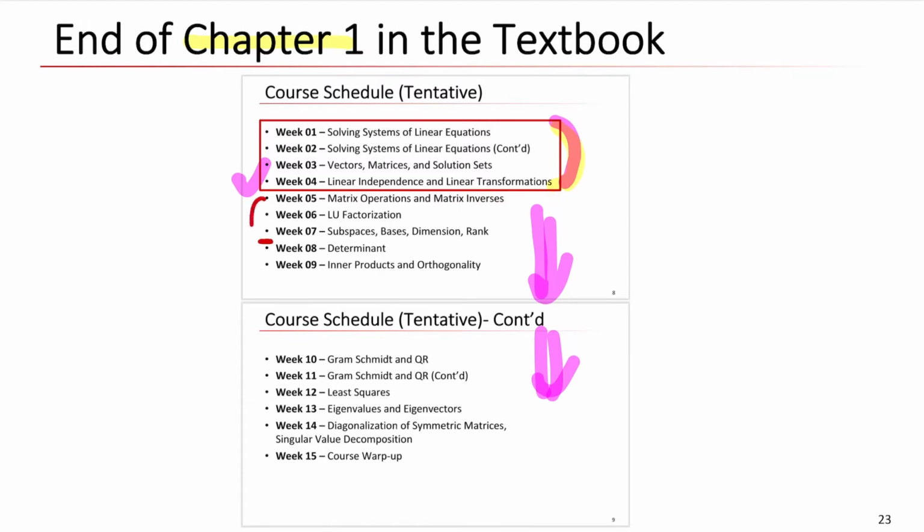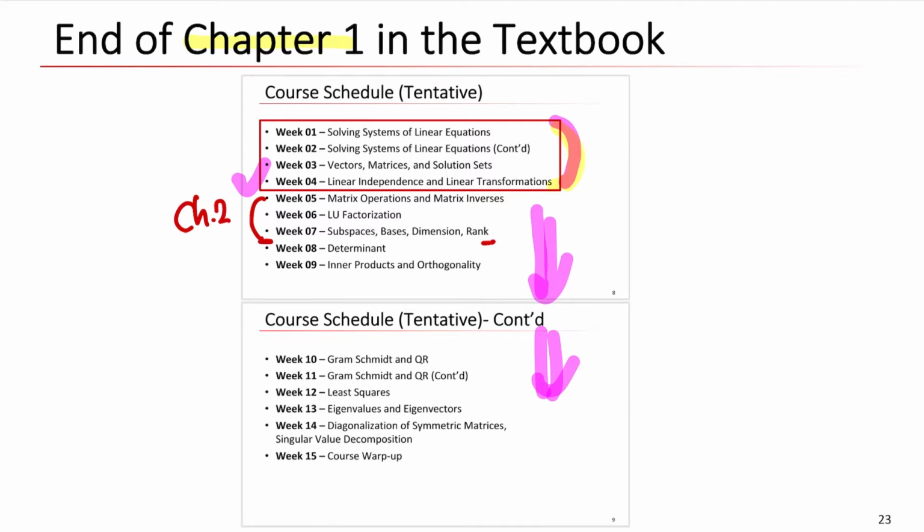So this is chapter 2 in our textbook. It means that today's lecture is the end of chapter 2, so there will be another homework for chapter 2. So let's see what homework 2 is. Anyway, after this week, we will finish chapter 2, right? In chapter 2, we've talked about matrix operations, matrix inverses, and LU factorization, something like that.